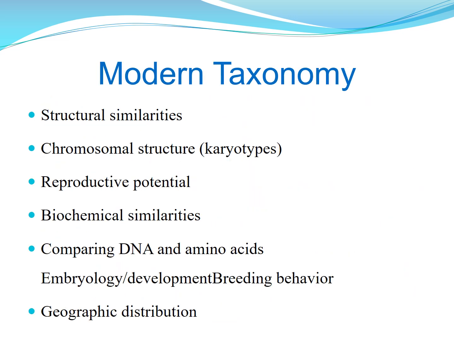Modern taxonomy: nowadays many researchers focus on taxonomy, but not many focus on similarities among animals. That is why there is an urgent need for taxonomists to find structural similarity, chromosomal structure, reproductive potential, biochemical similarities, comparison of DNA and amino acids, embryology and development, breeding, and geographical distribution.